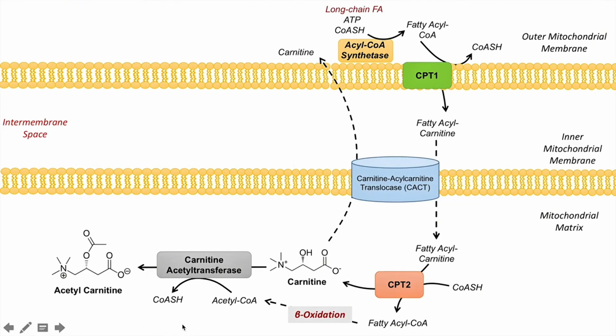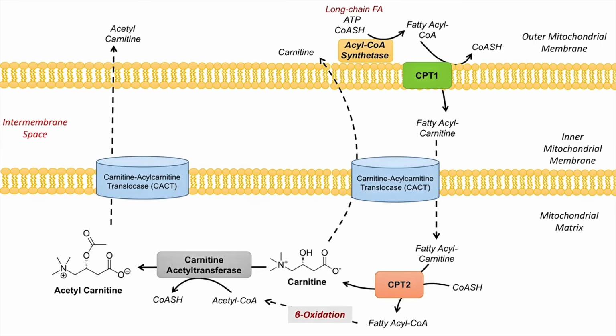So once we have this acetylcarnitine, it itself can also be pumped across the inner mitochondrial membrane through the same transporter, carnitine acylcarnitine translocase, and back out into the cytosol. So carnitine can be recycled into two forms: acetylcarnitine and carnitine. And once we have carnitine back in the cytosol, once again, it can be utilized to bring in more fatty acyl chains into the mitochondrial matrix for beta oxidation.